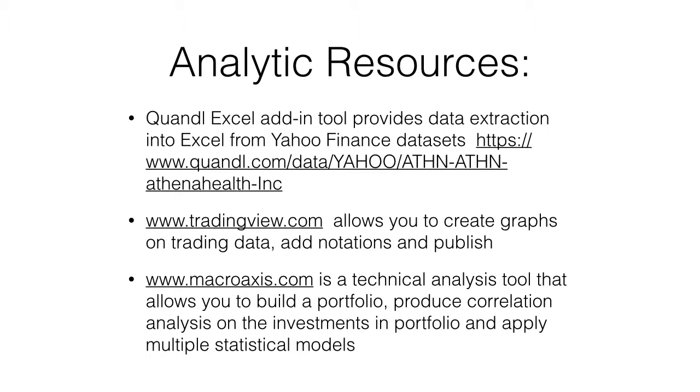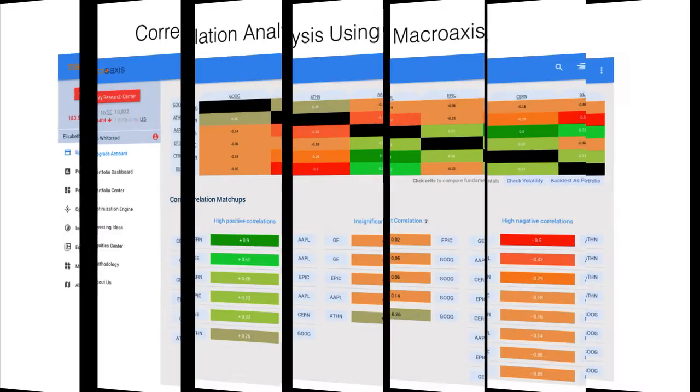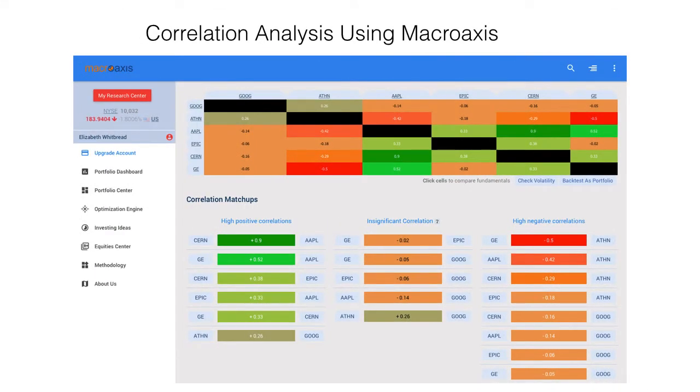This slide, the analytic resources, was what I just mentioned. Here in the correlation using MacroAxis, you can see I put in a number of different investments. I just chose a number of them. I chose Google, Athena Health, Apple, Epicor Software, Cerner, and General Electric. Cerner and Epicor are competitors.